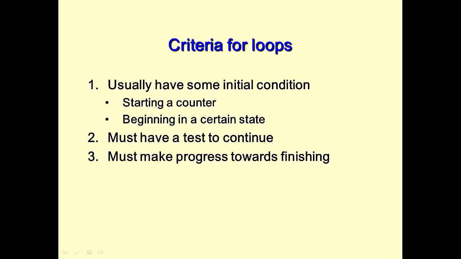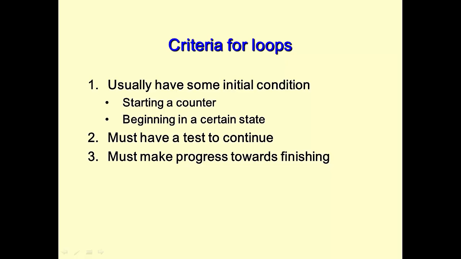Now, no matter which loop you use, certain criteria have to be satisfied. You typically have some kind of starting position or starting state that you need to begin in, such as starting a counter or beginning in some particular kind of state. You have to have a test to continue, and then on the inside of the loop, you have to make some kind of progress towards finishing that loop, some kind of termination. And so this could be something like incrementing or decrementing a counter, or it could be some other kind of state change.